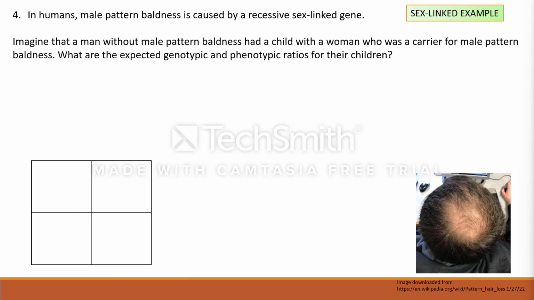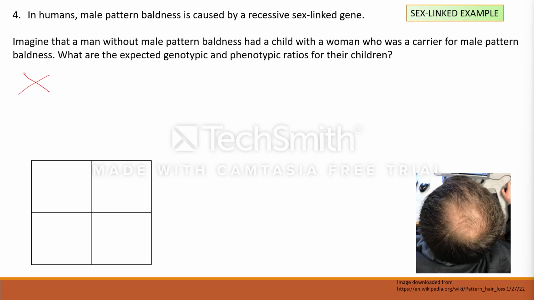Finally, our last example is a sex-linked example. When a trait is passed on in a sex-linked inheritance pattern, that means it is on the X chromosome and not on the Y chromosome. The notation that we use for a sex-linked gene is very important. We have to remember that the gene is on the X chromosome and not on the Y chromosome.